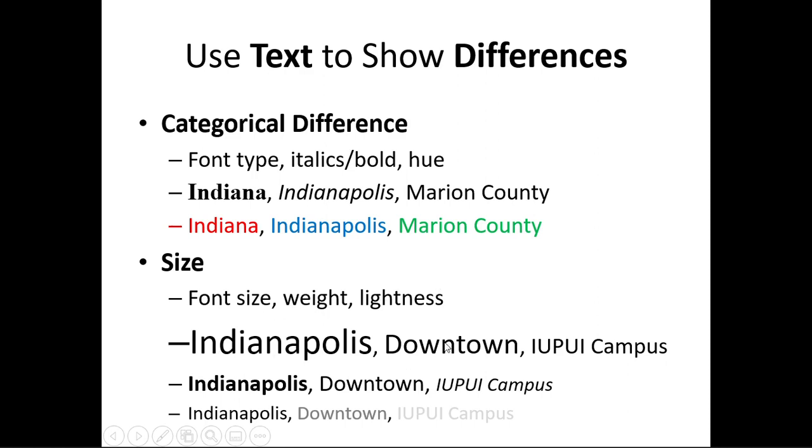Here I did that to show value. Indianapolis is a bigger font on the map because it's bigger than the downtown, which is bigger than the IUPUI campus. Similarly, we can do that with bolding and italicizing. Bolding obviously stands out more. We can also do it with font in terms of lightness, going from the darker to lighter. And rarely, if ever, should you use underline for text on a map.